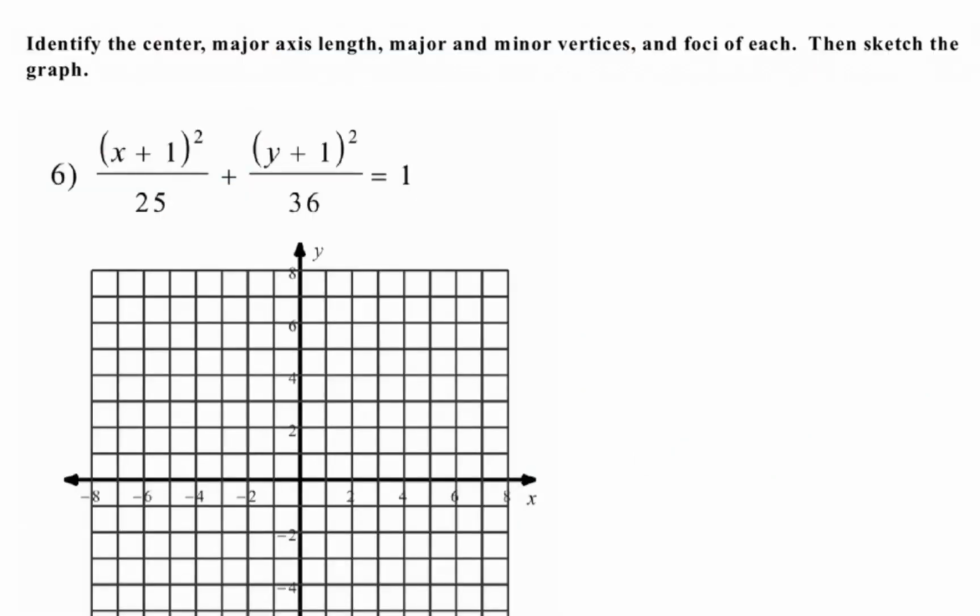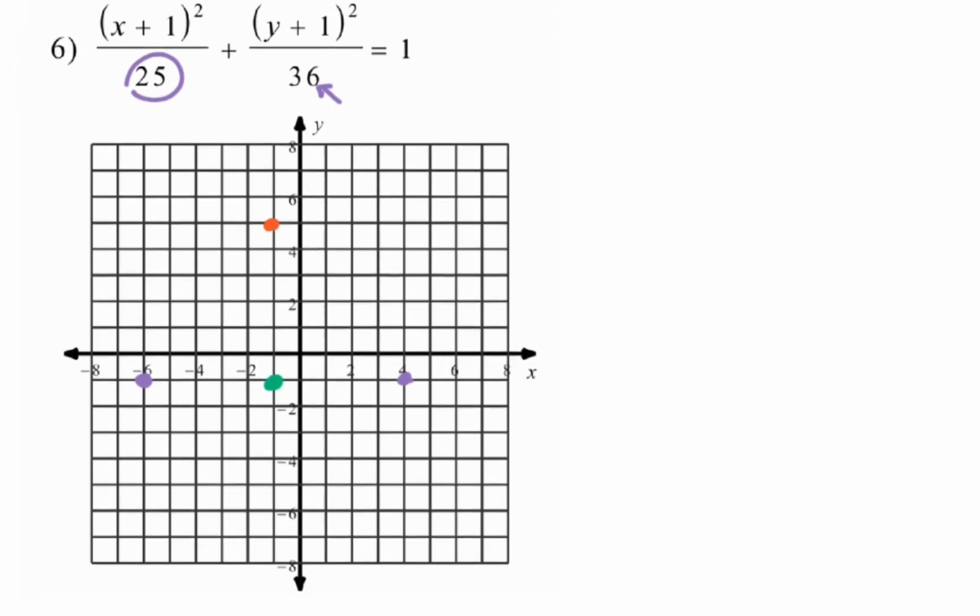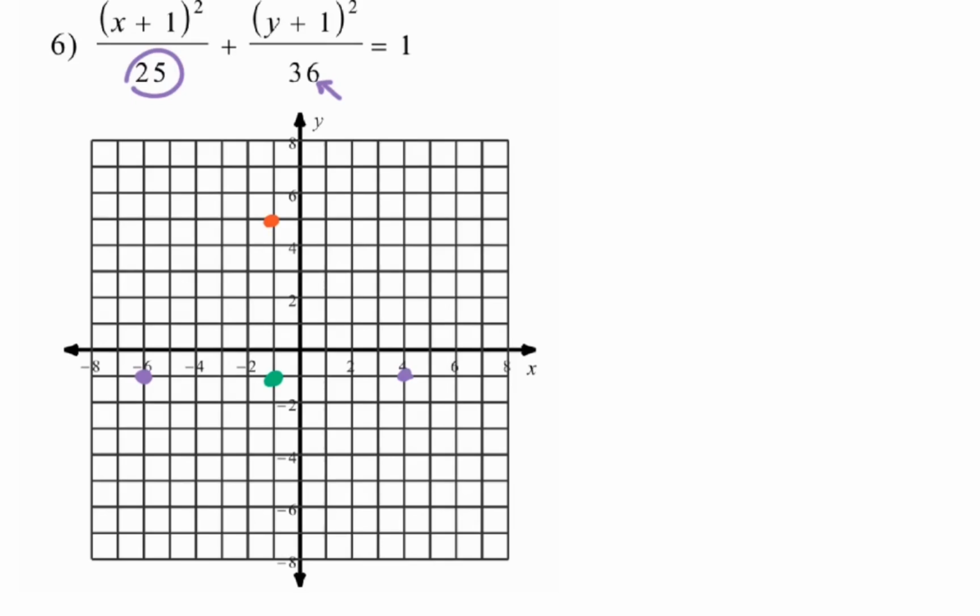Okay, another example, number 6. Again, we've got this translation going on, and so I'm going to go to -1, -1, that's my center. And then on my x-axis, go 5. And then on my y-axis, the square root of 36 is 6, so I'm going to go up 6. And I'm going to go down 6. And so when I make my ellipse, my major axis is going to be this one right there. That's my major axis. So my center is at -1, -1.